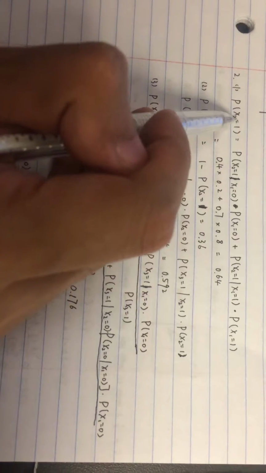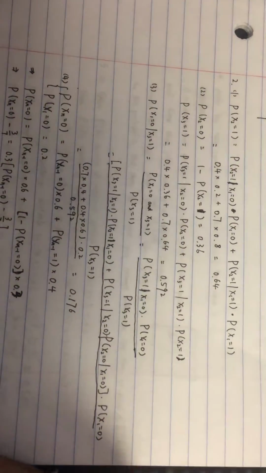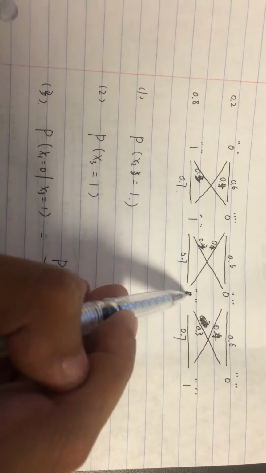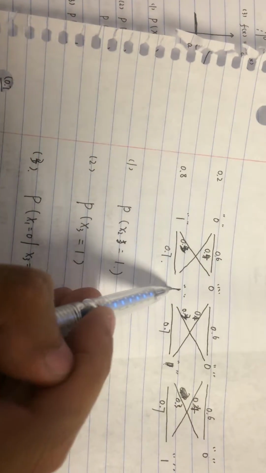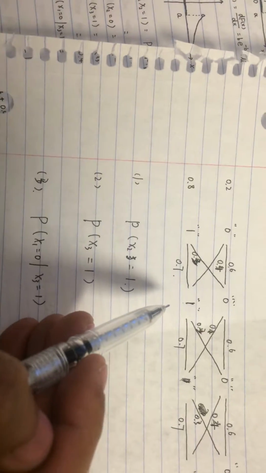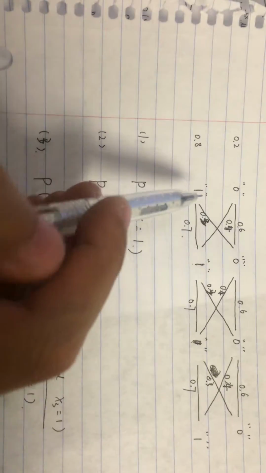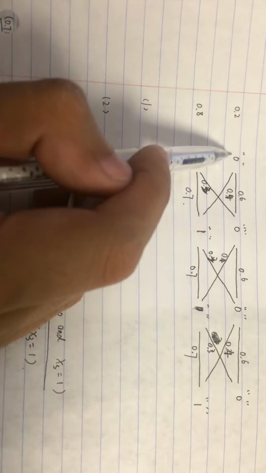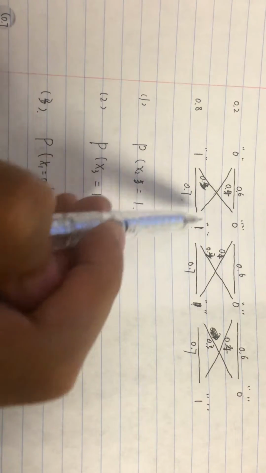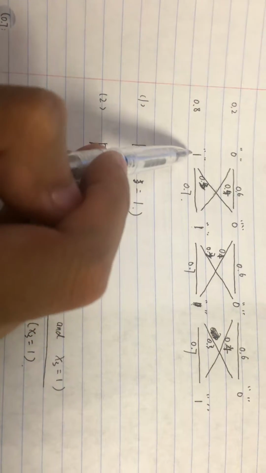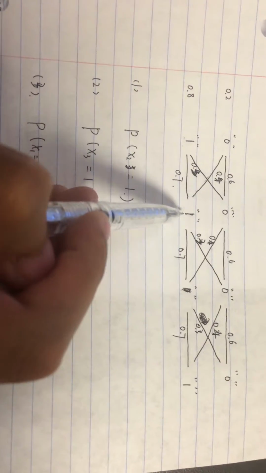So let's talk about the first question, where x equals 1. It means that 1 is received. Sorry, it means that this is received. There are only two ways to accomplish it: 0 is sent out and it was changed to 1 by the noise, or 1 is sent out and it was transmitted correctly.